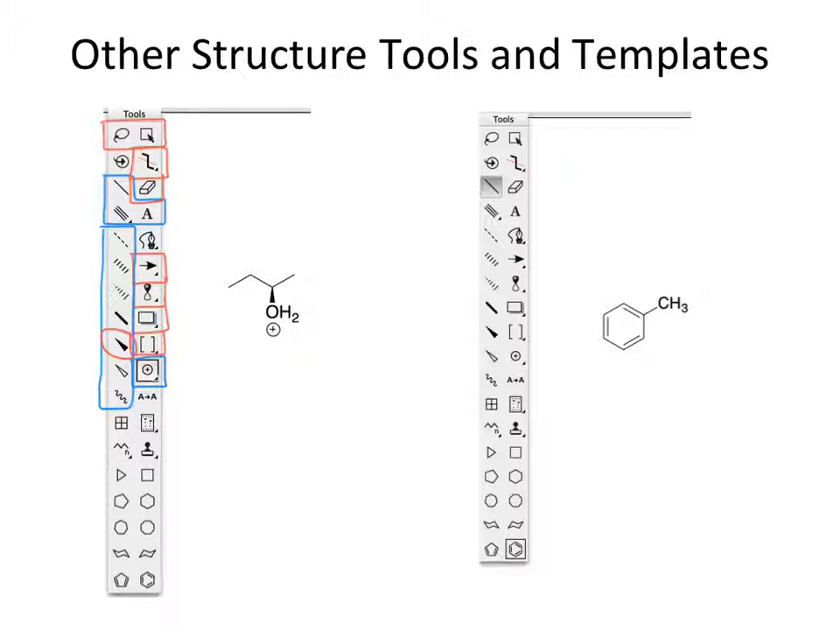The other tools that we would look at are the template tools, and these are to draw cycloalkanes or benzene rings. In this case, what you can do is you can choose a benzene ring, for instance, and then when you click on the document, you're going to automatically have a benzene ring put in. And then from there, you can add in other functional groups as needed.